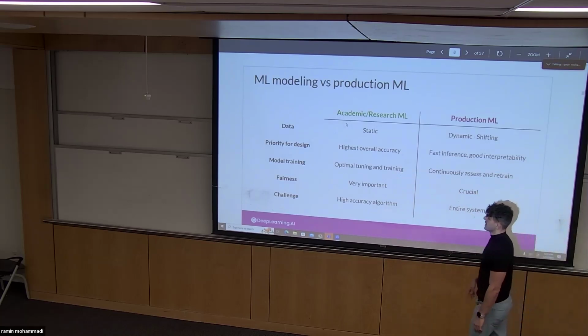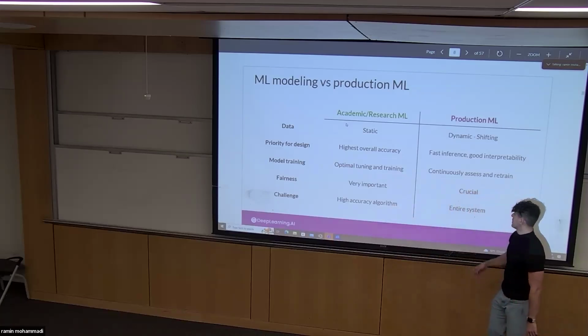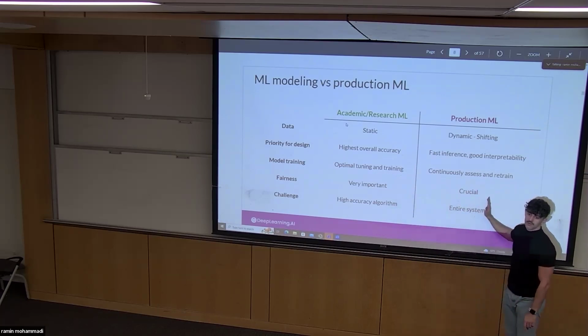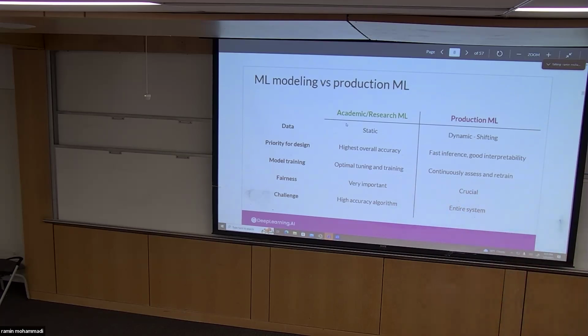The challenge in academia is a high-accuracy algorithm. In industry, it is the entire system. So you can compare these two and figure out how much more challenging it is if you shift from here to here, right? It's not that easy to have all of that set up in one go. And that's why about 80% of data science projects never become a product: there are a lot of challenges in industry.